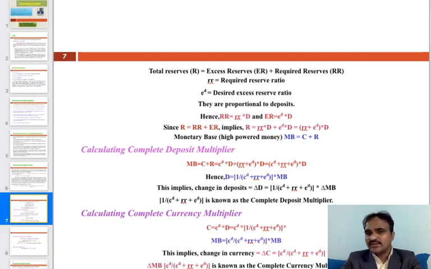So, what is the monetary base? The monetary base, high powered money, MB is equal to C plus R. C is currency and R is the total reserves. So, how can we calculate the complete deposit multiplier?